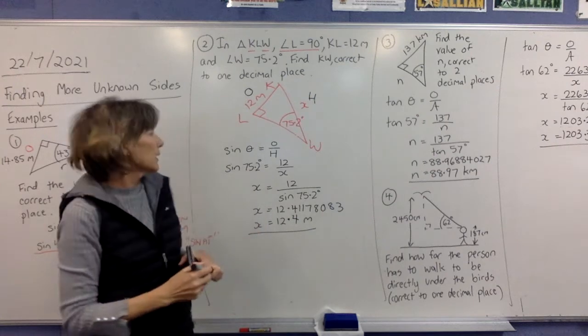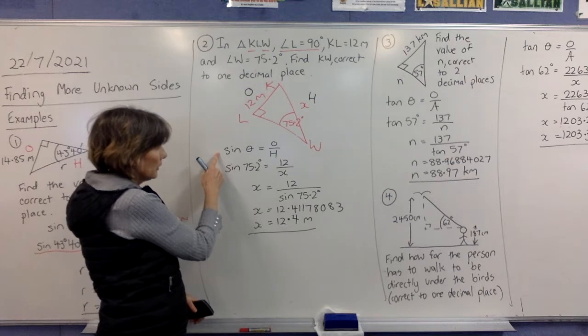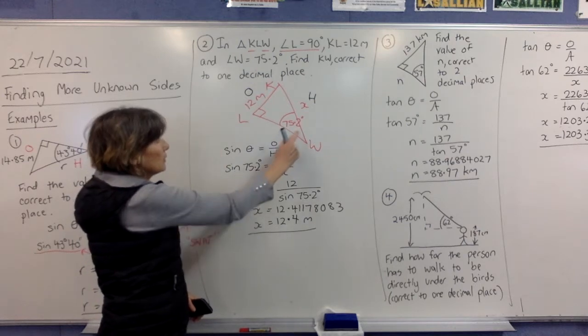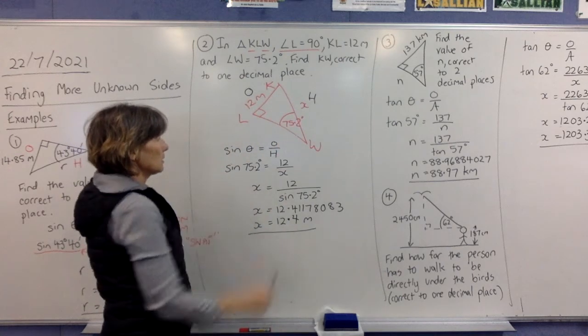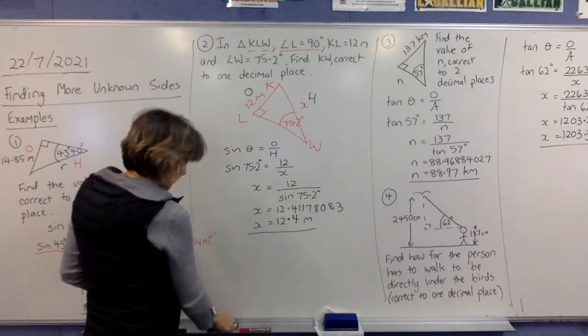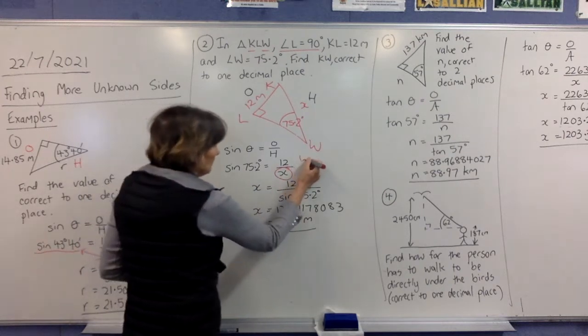So O and H, we're using sine. So sine theta equals O over H. Put your angle in here. Sine 75.2 degrees equals 12 over X, for opposite over hypotenuse. Now again, you've got the letter on the bottom.